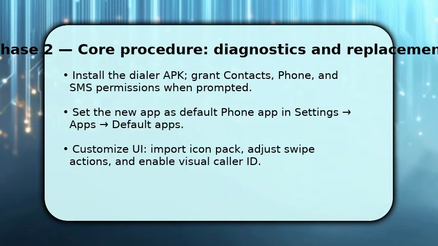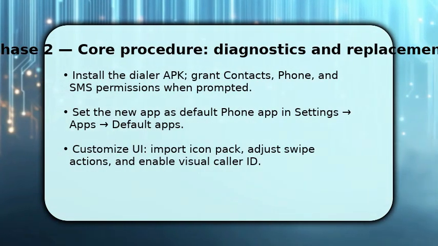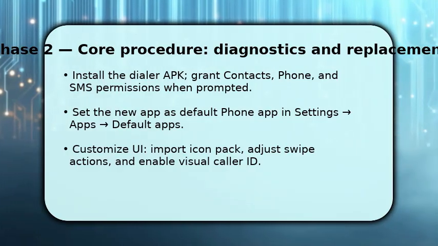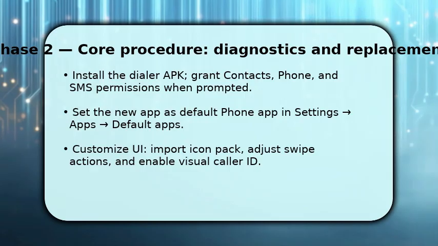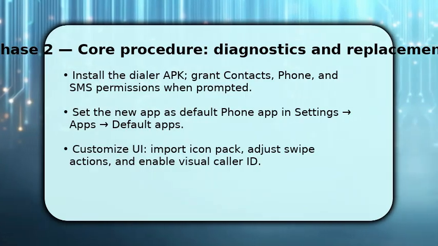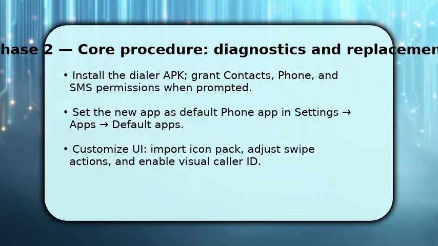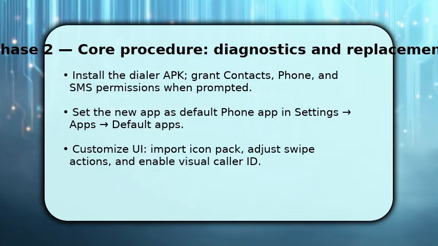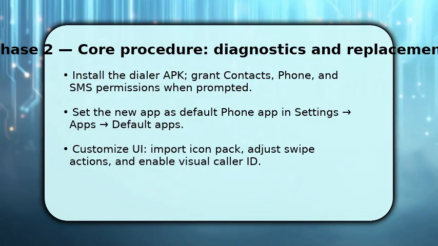You install the APK and must grant contacts, phone, and SMS permissions so call and contact data function correctly. Once installed, set the app as your default phone app in Settings, then Apps, then Default apps. This routes dialer intents to the new UI.